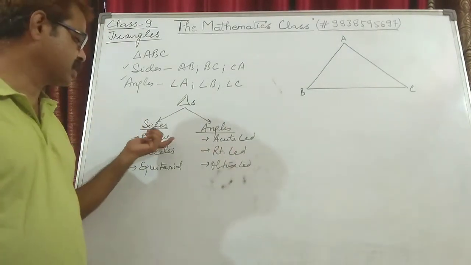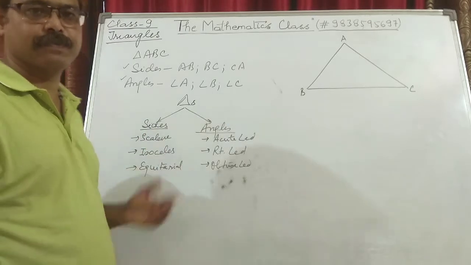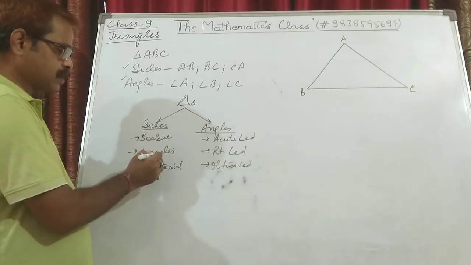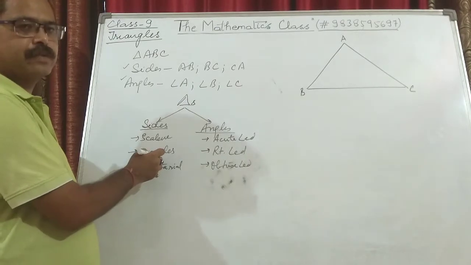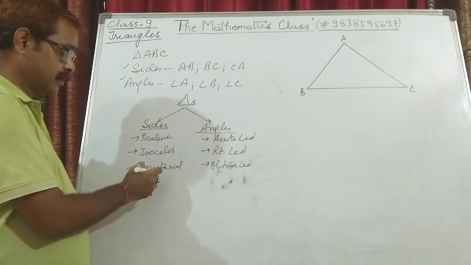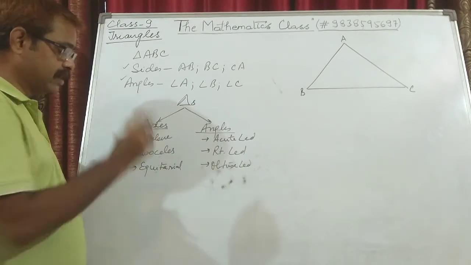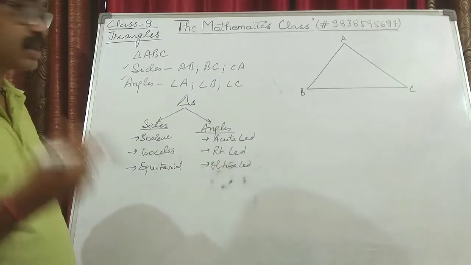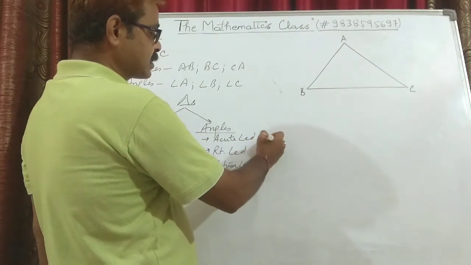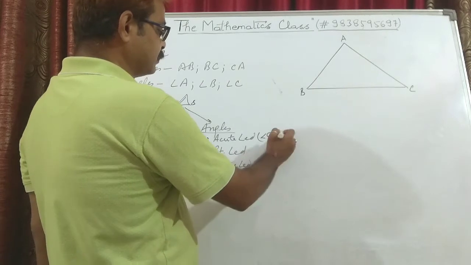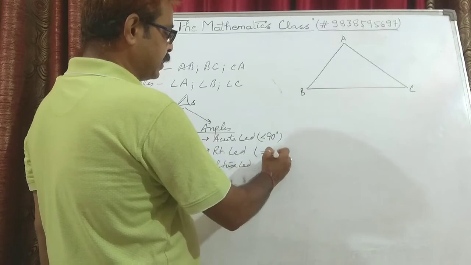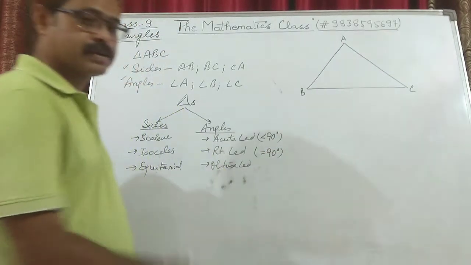You may be knowing what is scalene. Scalene triangles are those triangles in which all the sides are different. Isosceles triangles are those types of triangles in which two sides are equal. Equilateral triangle is one in which all the sides are equal. Acute angle triangle means all the angles are less than 90 degree. Right angle triangle, at least one angle equal to 90 degree, because there cannot be two angles of 90 degree.